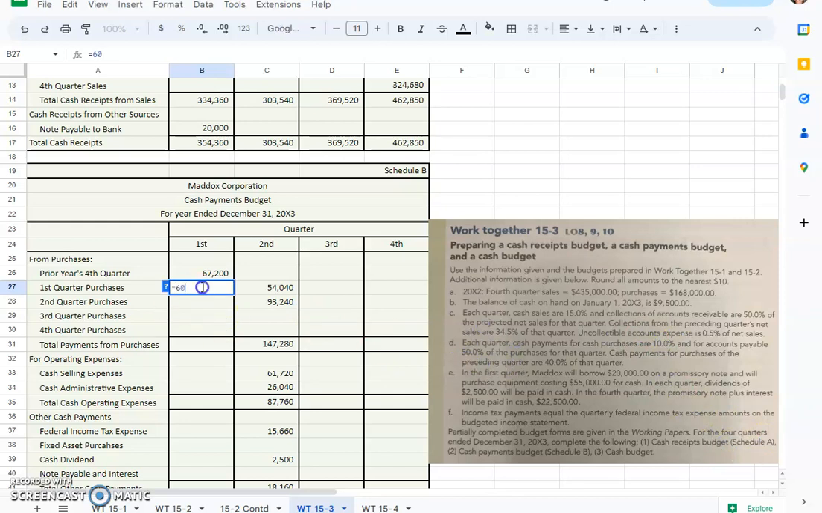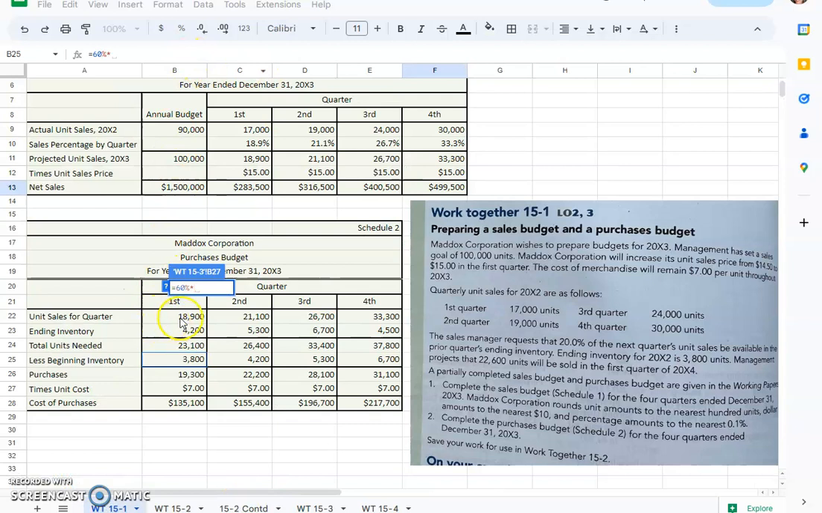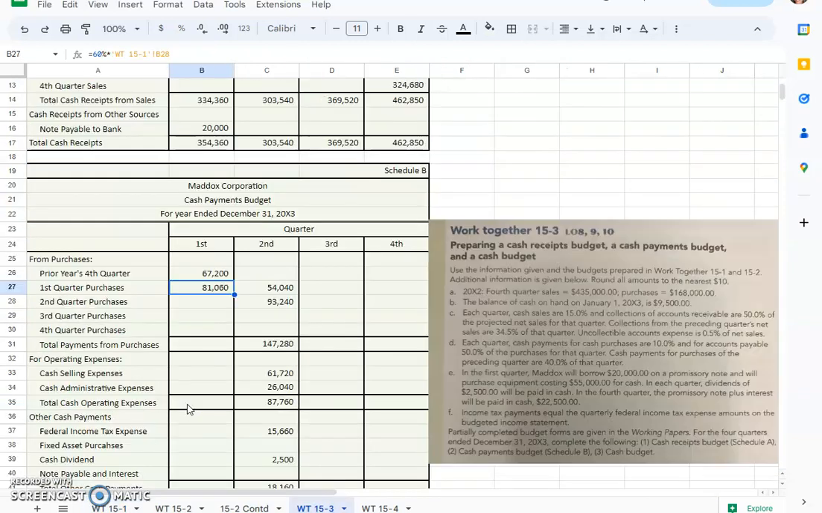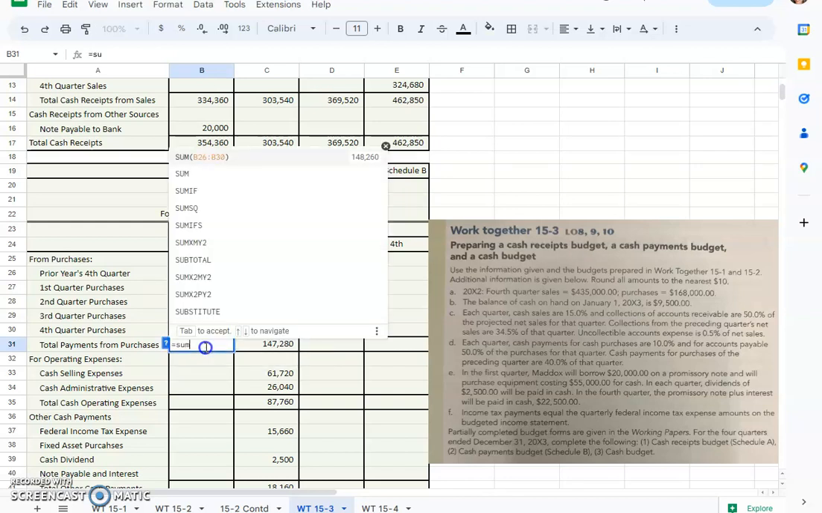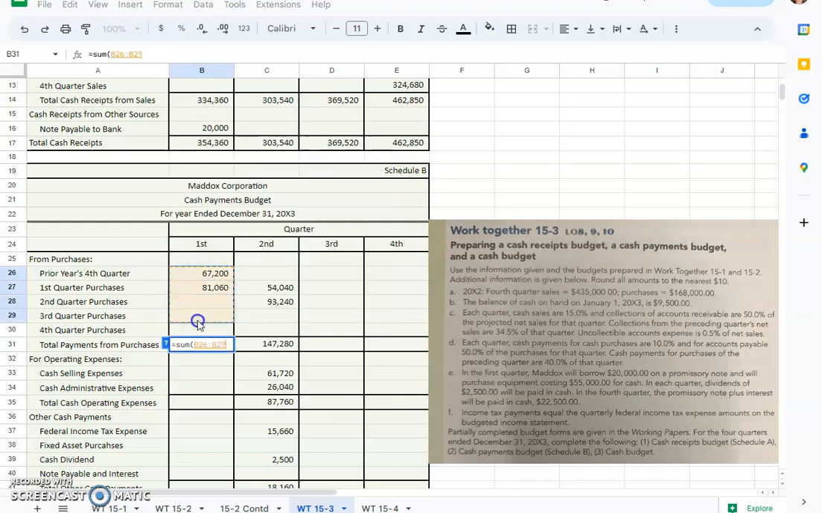Your first quarter purchases would be the 10% in cash plus the 50% in accounts payable, a total of 60%, times your purchases from first quarter. Back here in 15-1, our purchases for first quarter gets us to $81,060. Then we'll just add these up, and that should be what we can do all the way across. Second quarter was done for us, $147,280.